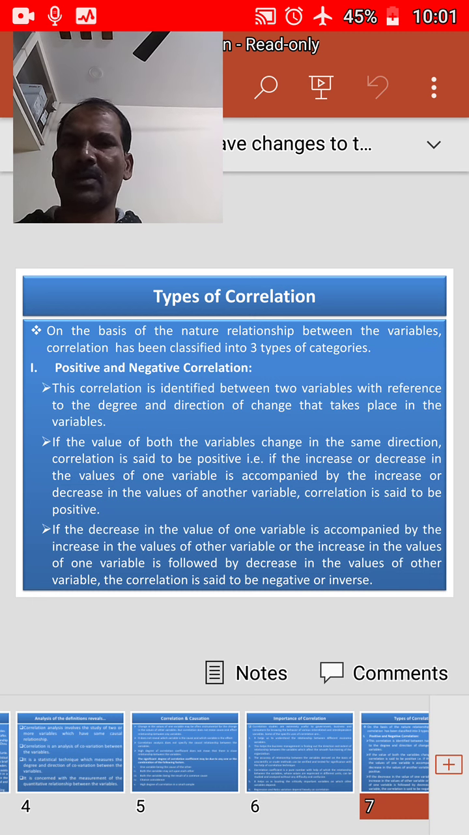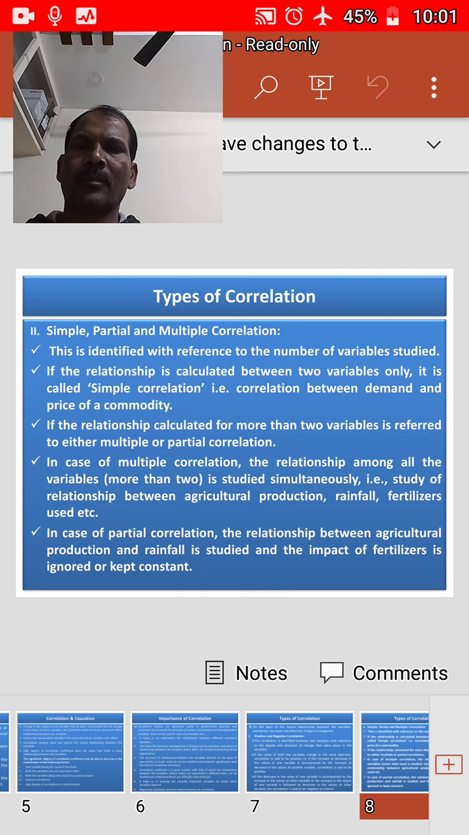That is all. They are also moving in opposite directions only. That's why this type of correlation is called negative correlation. And the second type of correlation is simple, partial, and multiple correlation.